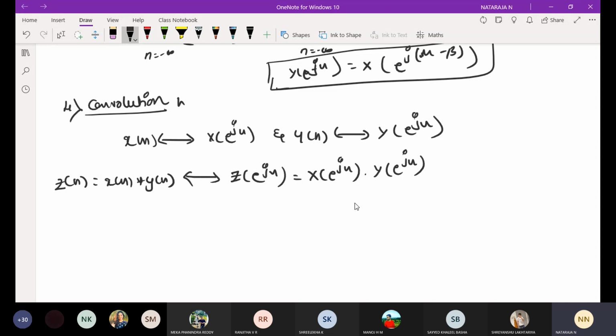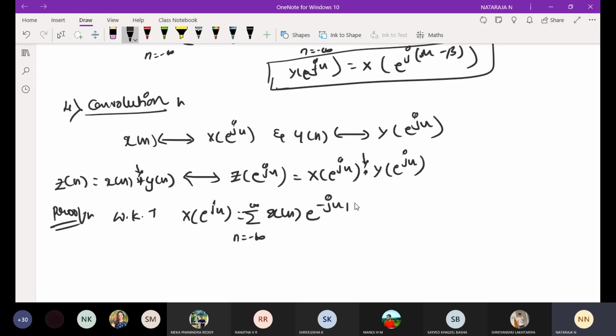Convolution in the time domain represents convolution operation, while in the frequency domain it is a product. Proof. We know that x of e power j omega is equal to summation n equals minus infinity to infinity x of n e power minus j omega n.